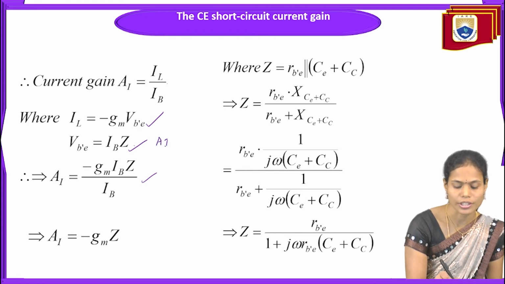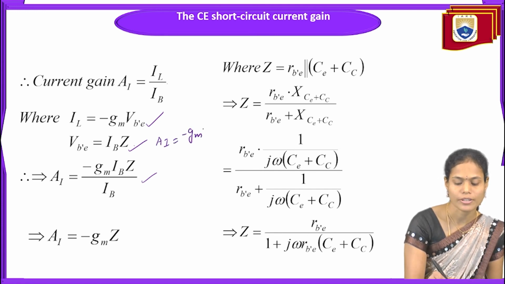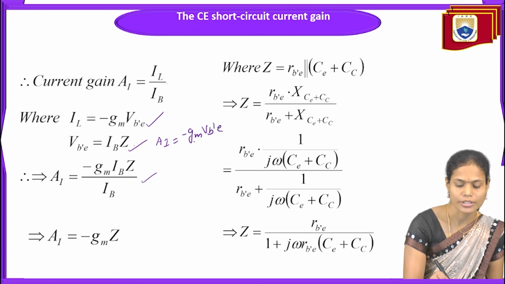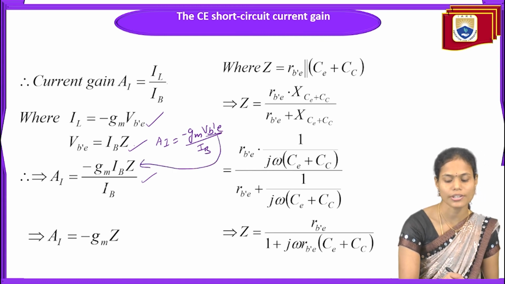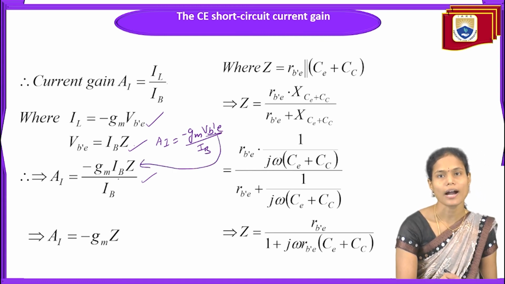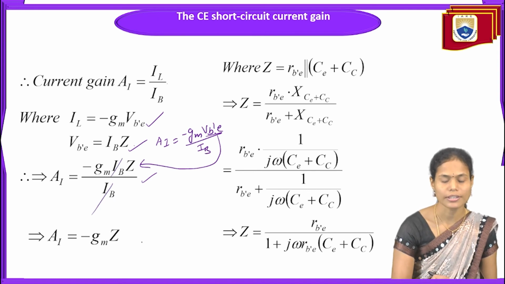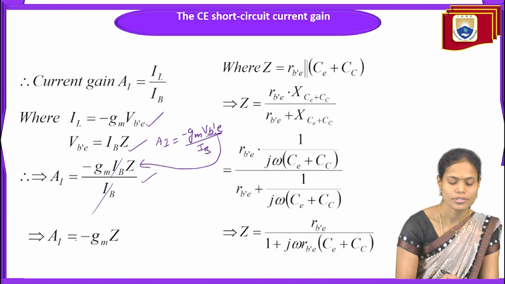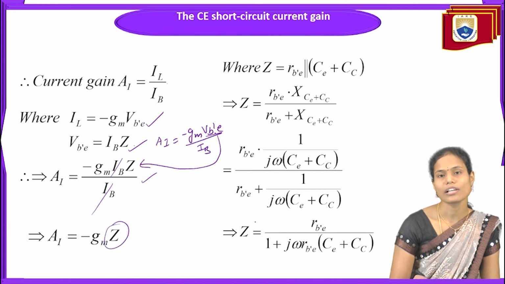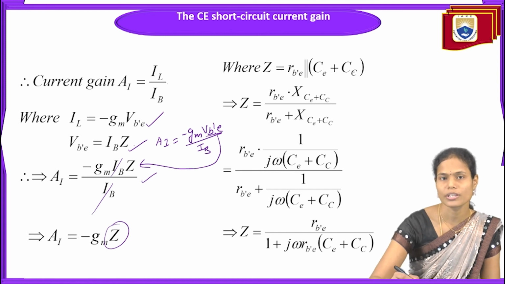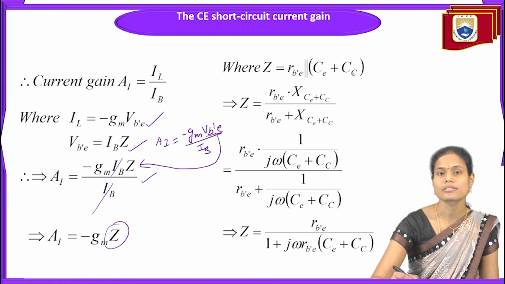Now we will get AI equal to minus gm V_b'e divided by IB. Again, if we substitute the V_b'e value, we will get minus gm IB Z divided by IB, so this IB will get cancelled. So current gain AI is equal to minus gm into Z. But what is the value of Z here? The parallel combination of the input resistance as well as the sum of all the input capacitances.